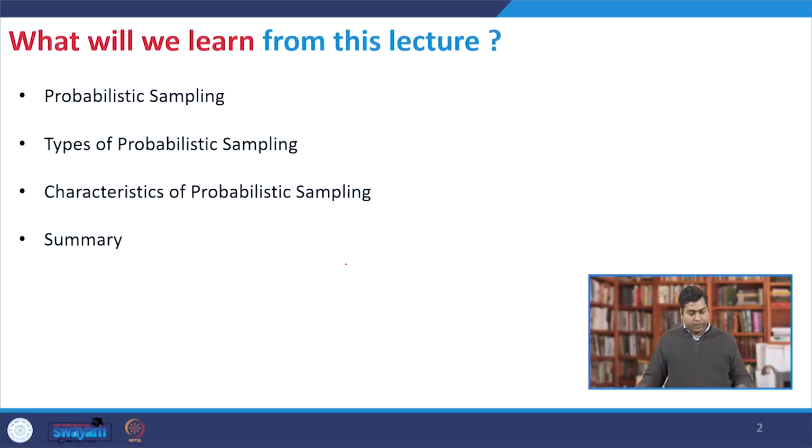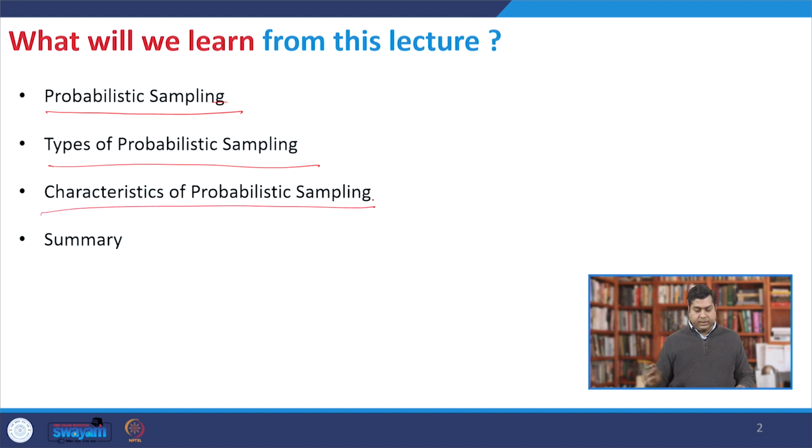So what will be our objective out of this lecture? First we will try to understand what probabilistic sampling is, then we will also discuss the types of probabilistic sampling mostly used in research in planning and architecture, and then also we will discuss the characteristics of probabilistic sampling and also its advantages and some of the limitations as well.